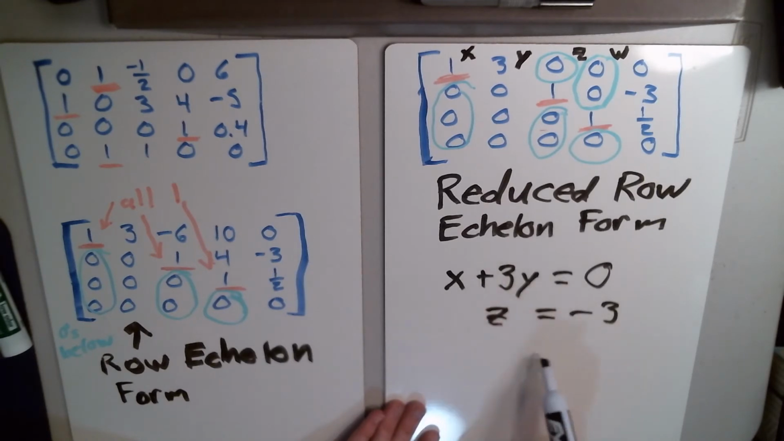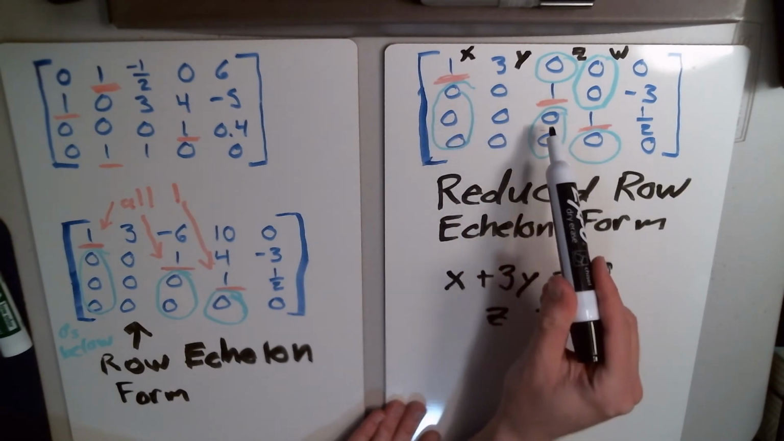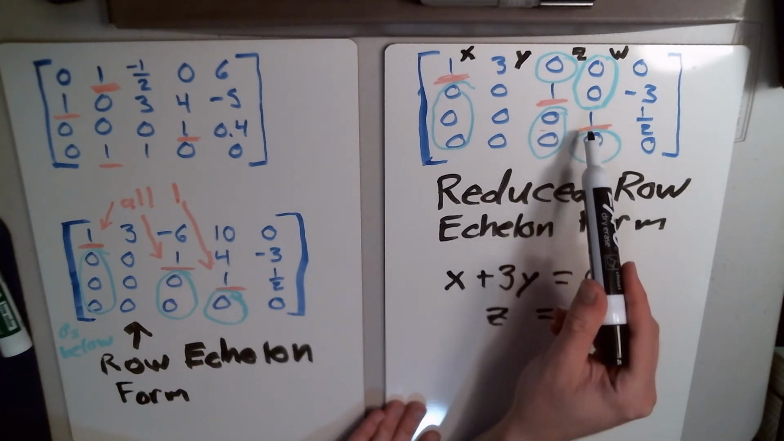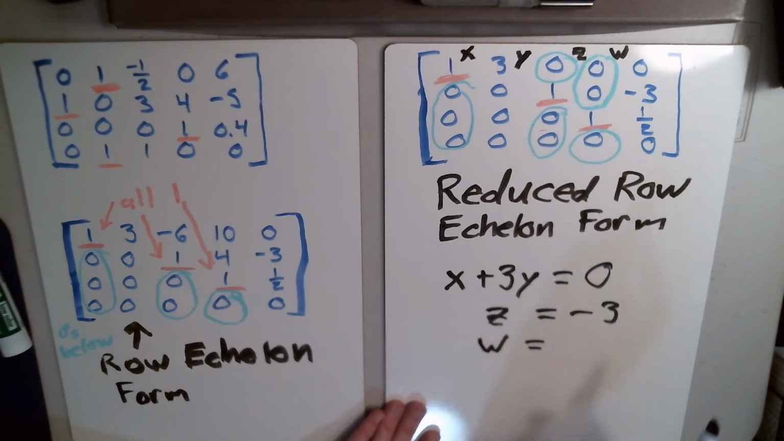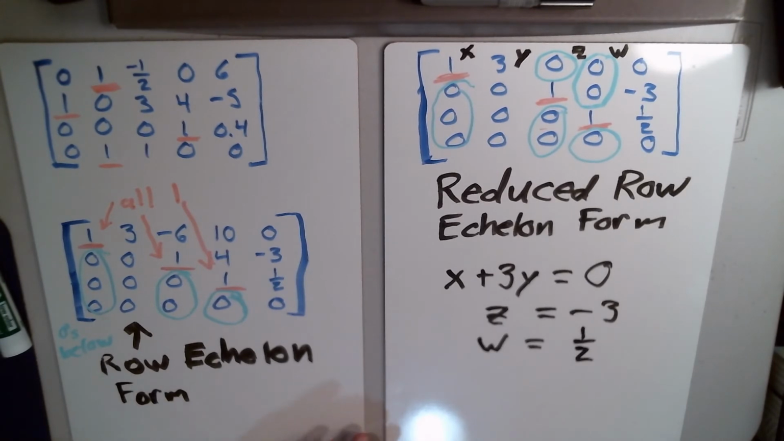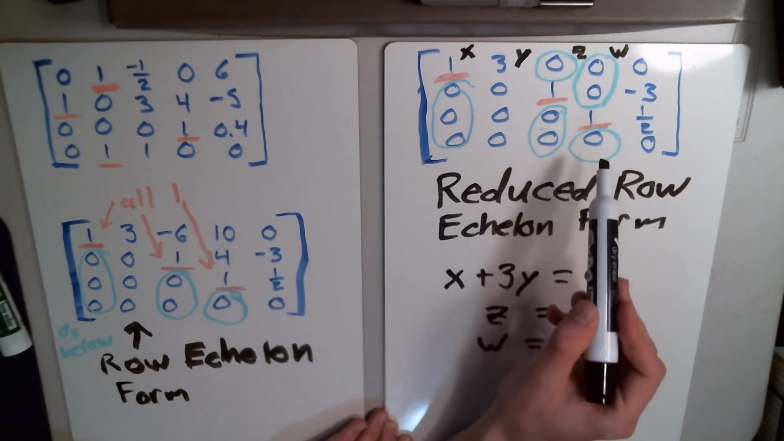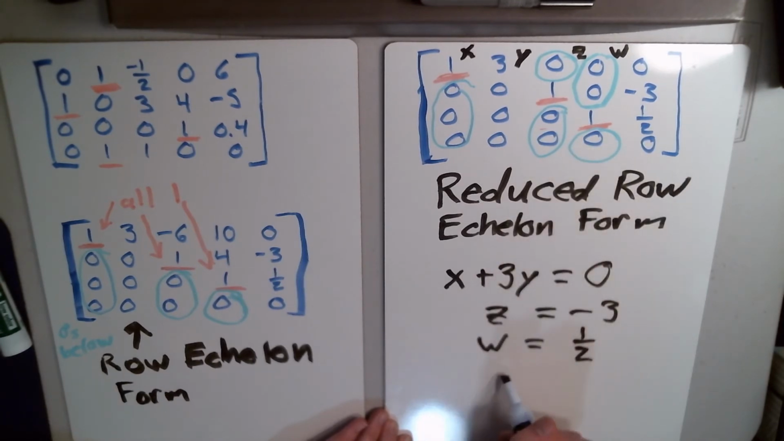Our last column is always just the numbers that were on the other side. Well, that's a really nice equation we have here. We know what z is already. And then our third row here is 0x plus 0y plus 0z plus 1w. So 1w is equal to 1/2. And then this last equation is 0x plus 0y plus 0z plus 0w equals 0. So in other words, 0 equals 0 is that last equation, essentially. So it doesn't really matter. That's just true. That's always true.